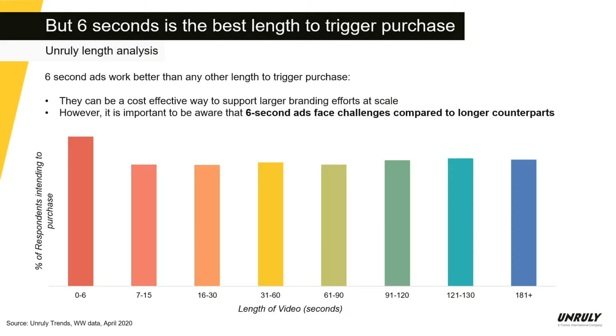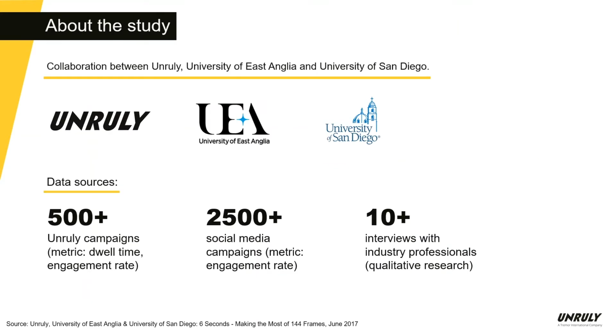That's why Unruly decided to embark on a joint research project with the University of San Diego and the University of East Anglia to come up with some creative and media guidelines for making the best use of this format. We worked with academics from both marketing and film studies backgrounds, which has resulted in a really well-rounded set of insights. We looked at dwell times and engagement rates from over 500 Unruly campaigns, and broadened out this data set by looking at engagement rates from over 250,000 social media campaigns outside of the Unruly platform.